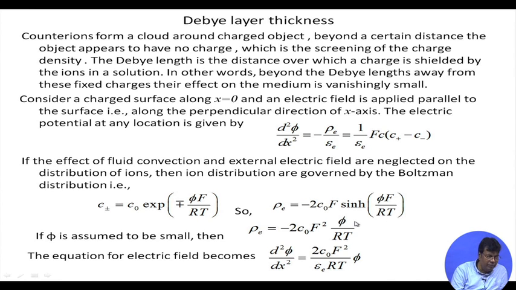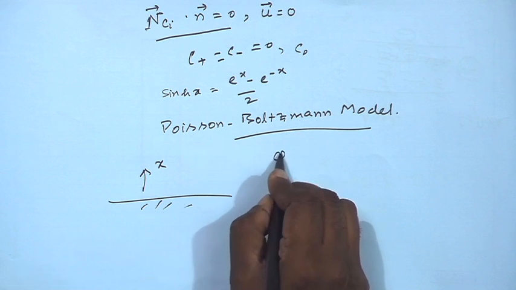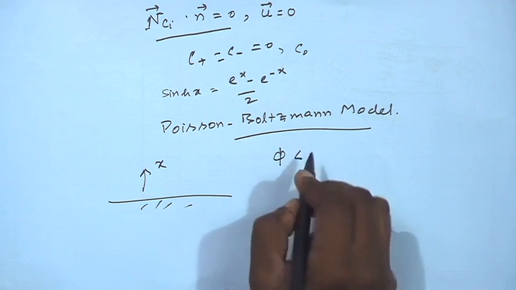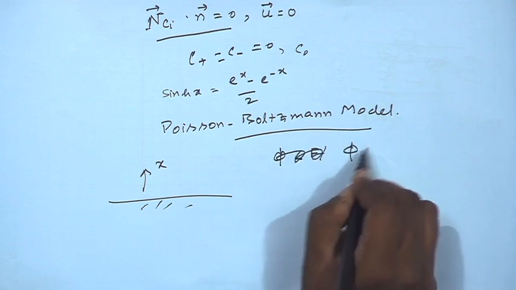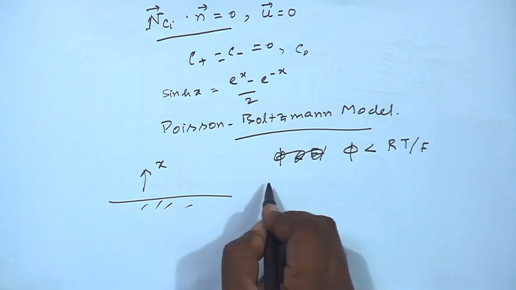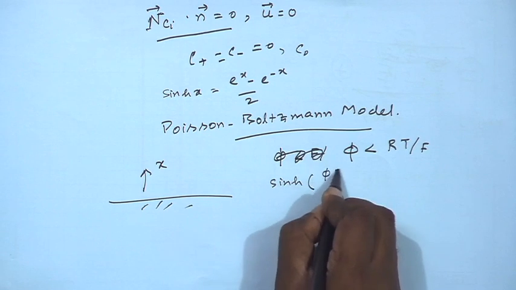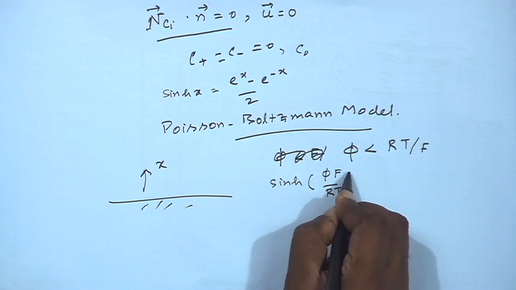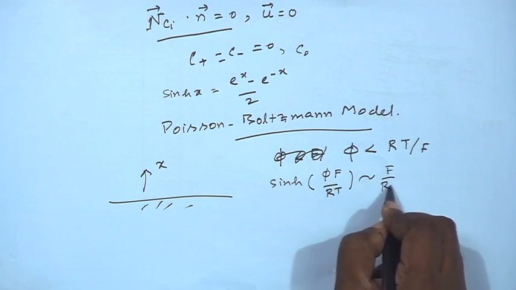Now, here we make an assumption. We assume that phi is quite small, smaller than RT by f. That means we can approximate sinh(phi f by RT) as f by RT phi.